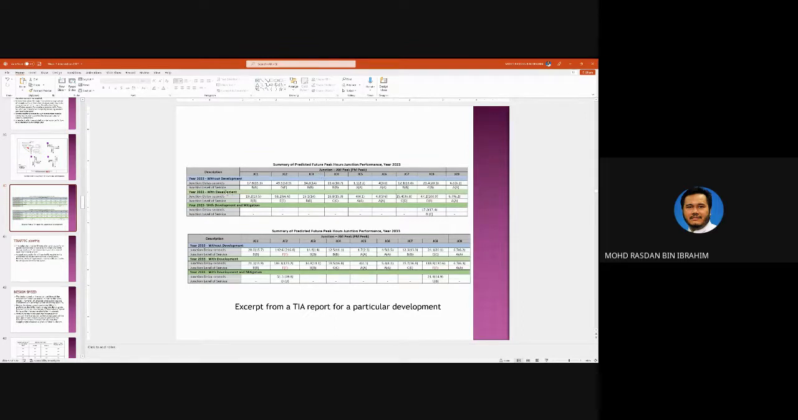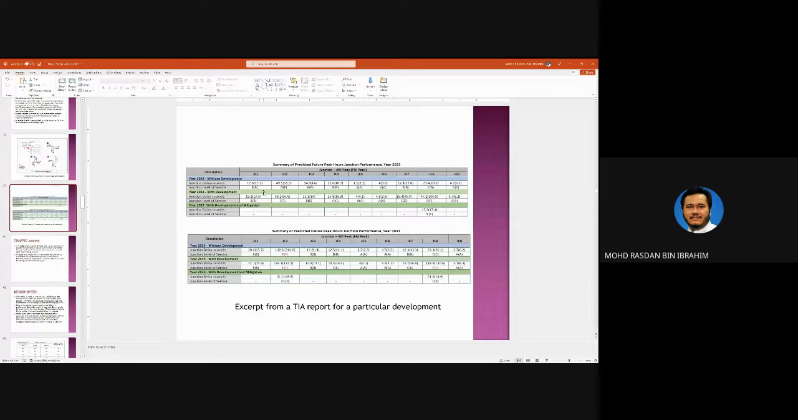after the development, meaning that a developer is proposing, let's say, a shopping mall at a location. That shopping mall will have an impact on the nearby junctions. So they measure the current condition of the nearby junctions without the development, and if they build that shopping mall, extra traffic will be attracted to that area, thus increasing the volume of vehicles.